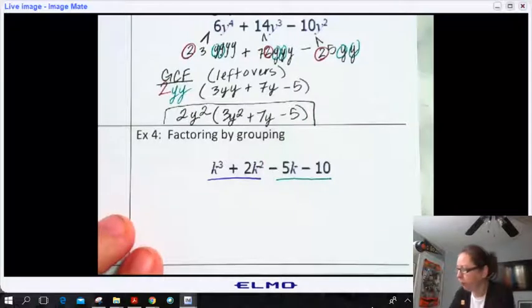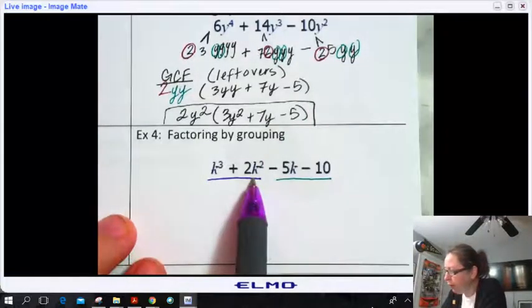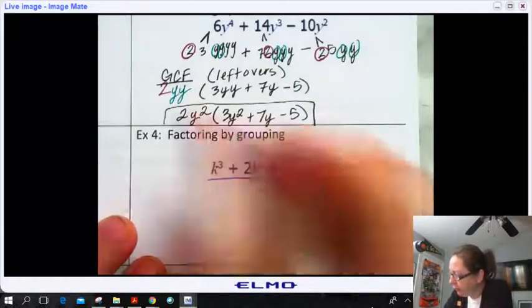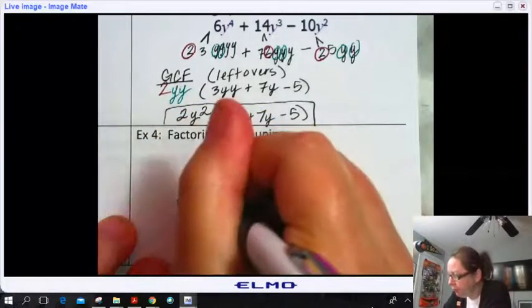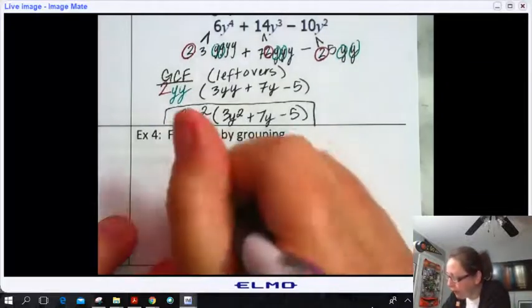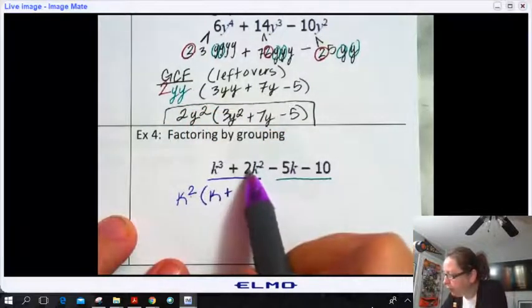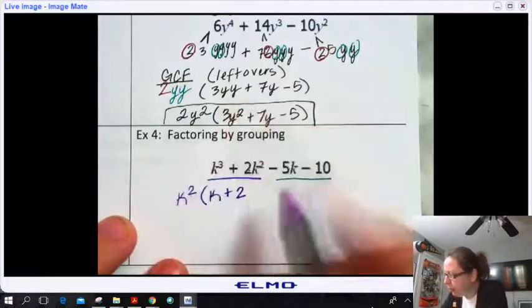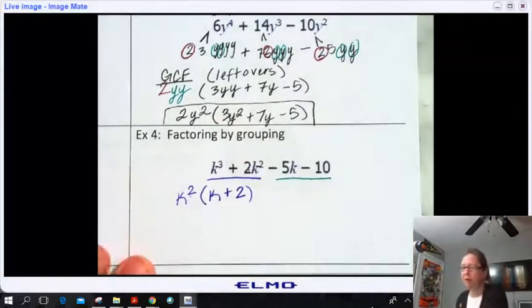Okay. So k cubed and k squared. Well, they each have 2 k's in them. So let's take out k squared and then leave the leftovers in parentheses. So 3 minus 2 is 1k, plus I have a 2 here, and I took out both of those k's. So that's it. I have factored the first term.